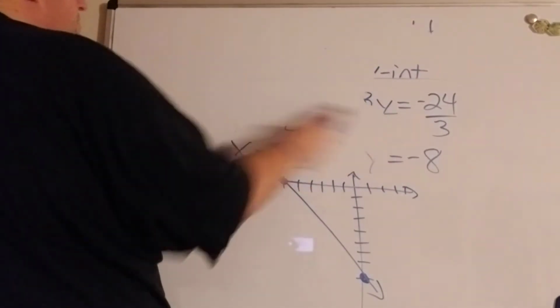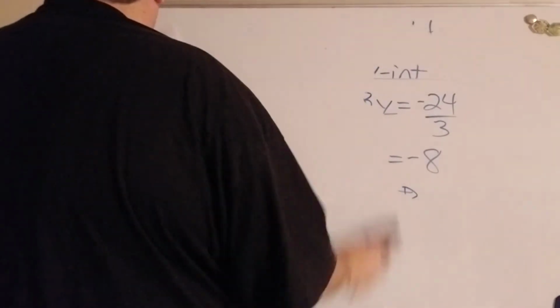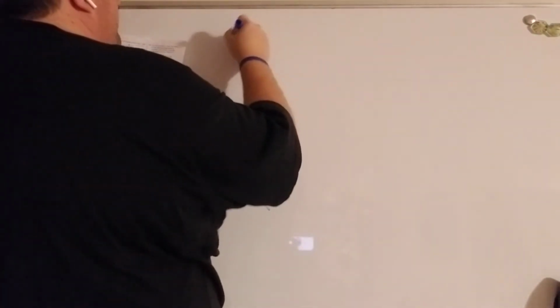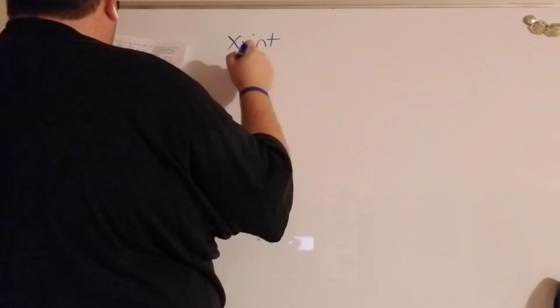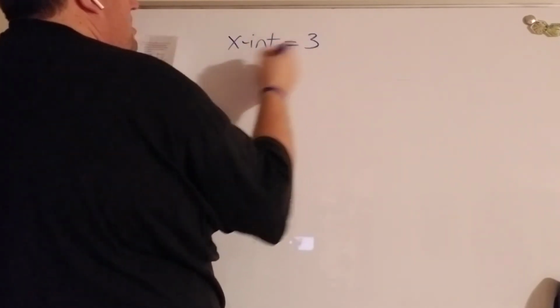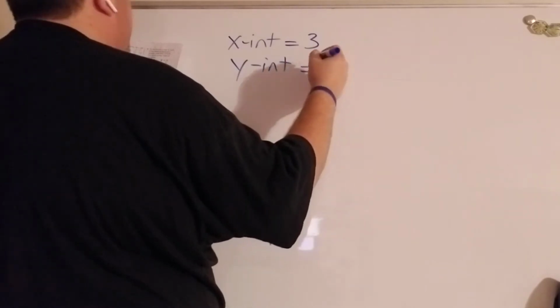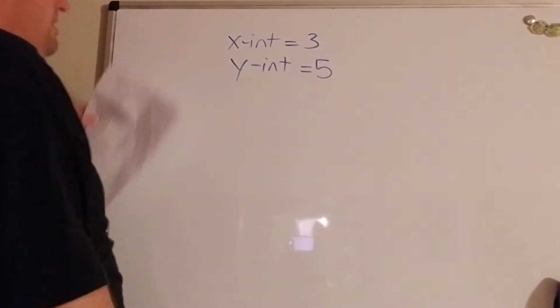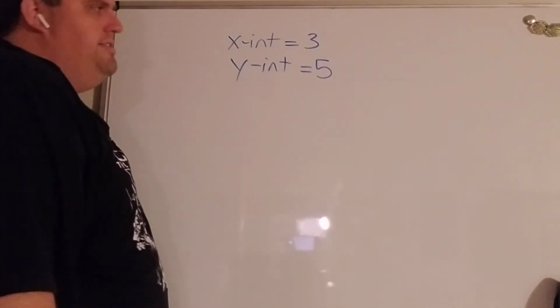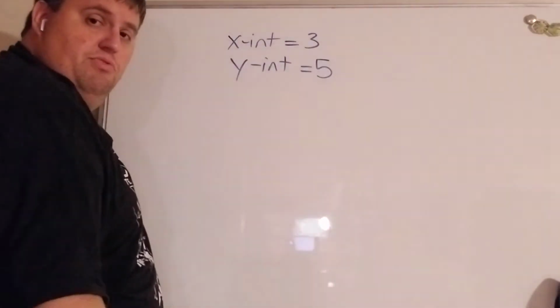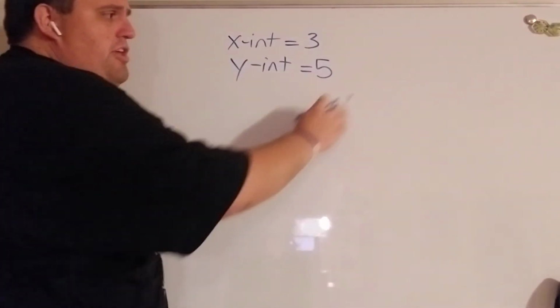Number 11 I thought was kind of tricky, actually. You have to reverse it. It says, write the equation in standard form. And they gave you the x and the y-intercept. So the x-intercept is 3. The y-intercept is 5. Now there are several answers, an infinite number of answers really, that you could have here.